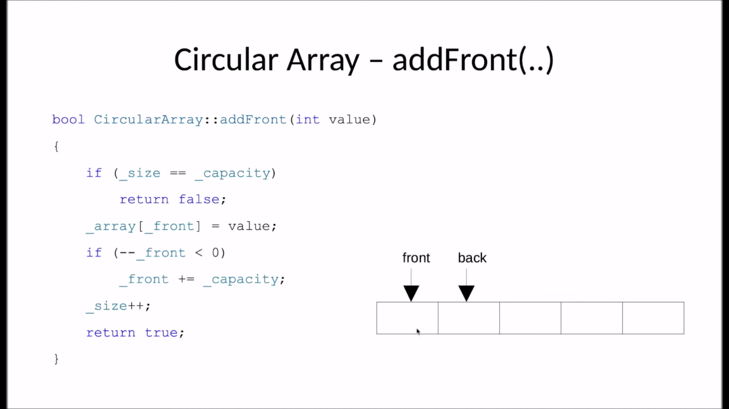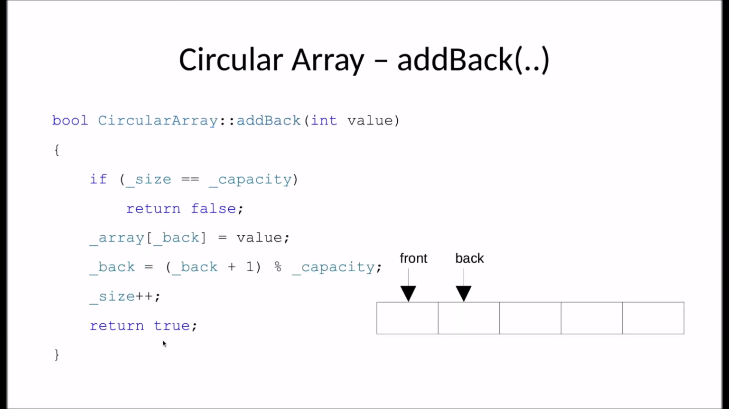Capacity is the length, which is 1, 2, 3, 4, 5. So 5 plus -1 is 4. And then it stores 4 in front. So front would now point to the last index of the array. Then it increments size by 1 to mark that a new value has been added to the array. And then it returns true that the add operation was successful.